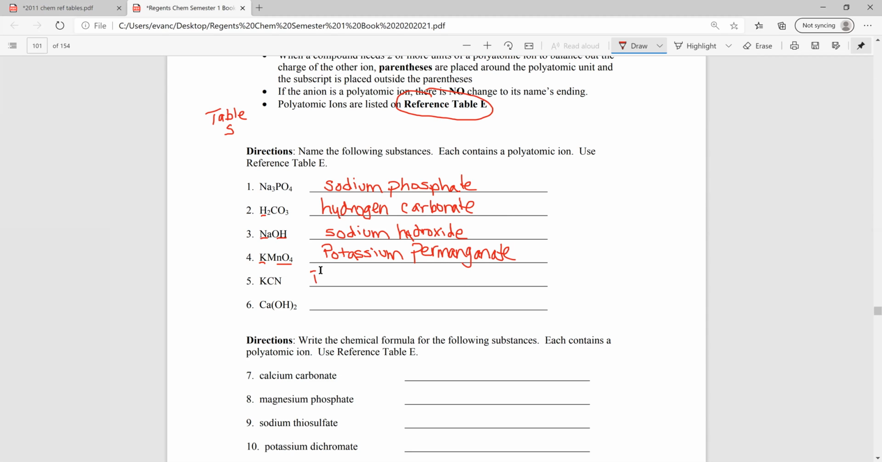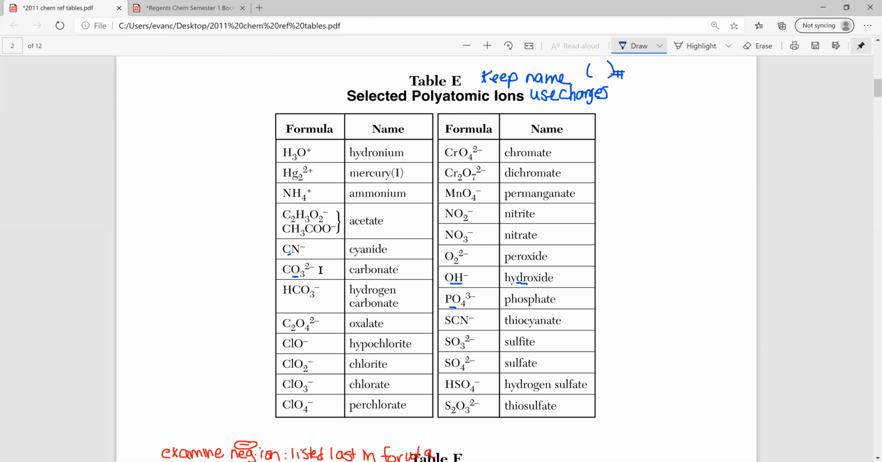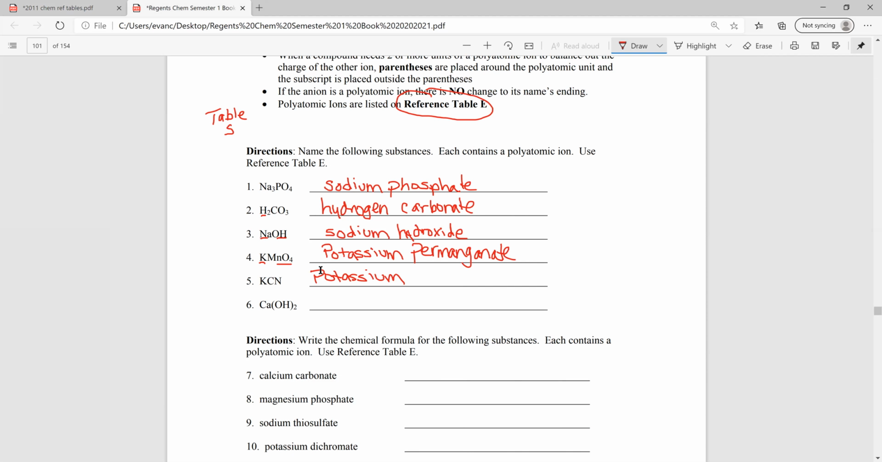So now here I have potassium. And I'm going to find CN on reference table E. And so here's the CN. And so that is cyanide. So that's potassium cyanide. So now the first element keeps its name, calcium. And now I'm going to go to table E. I'm going to find the OH, and that is hydroxide. Okay, super simple.